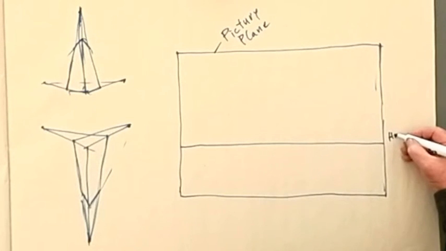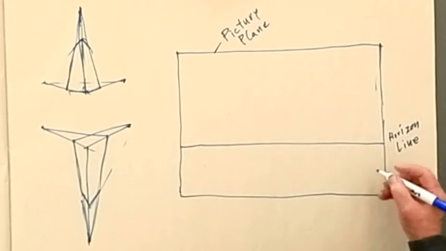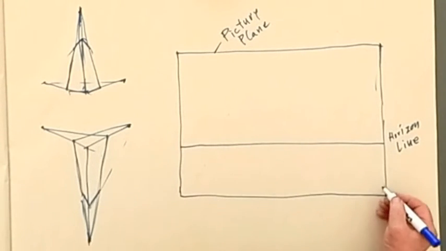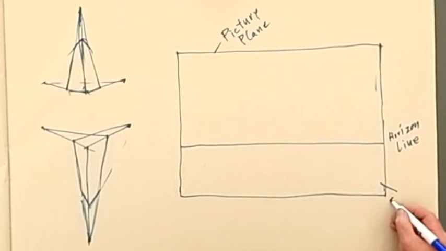This is the horizon line. It's on the picture plane. And once I draw the horizon line, that's where all the lines are going to vanish if they're parallel. It's another thing you can find out on the internet. This is the ground plane.